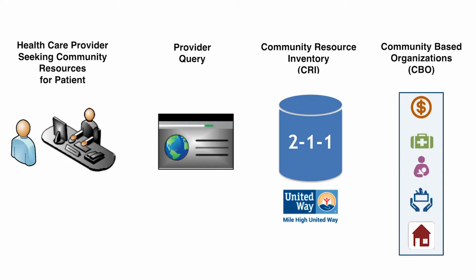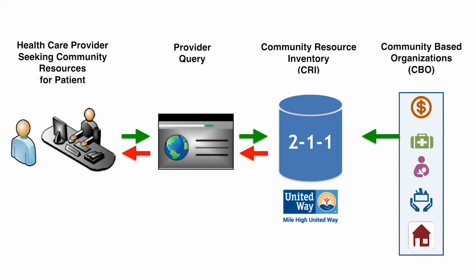Mile High United Way 211 connects with the community-based organizations to update or add their information into the Community Resource Inventory, CRI, to allow the healthcare provider to query the Community Resource Inventory and provide a response of the community-based organizations that are able to meet the identified need of the patient.